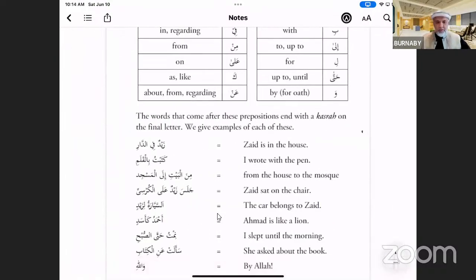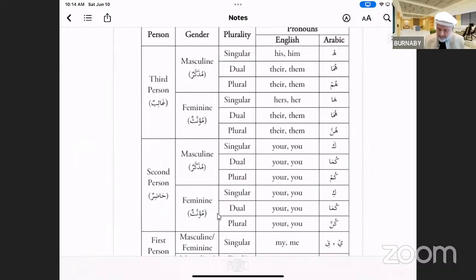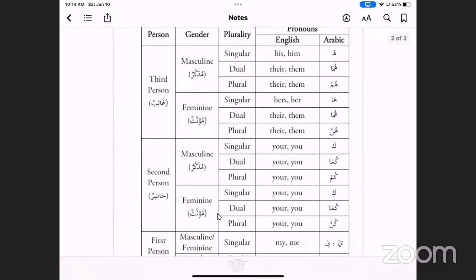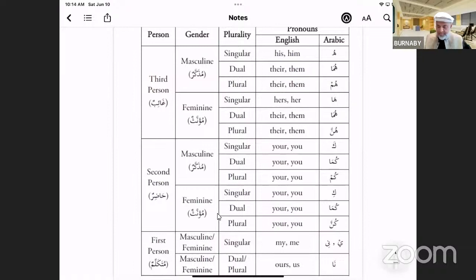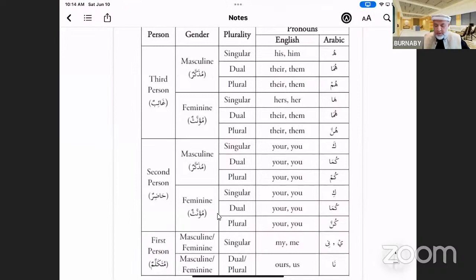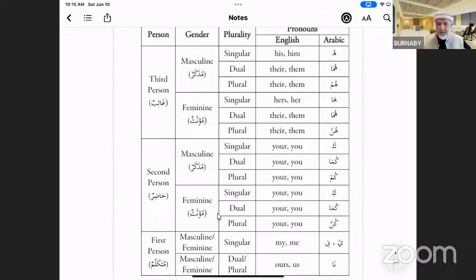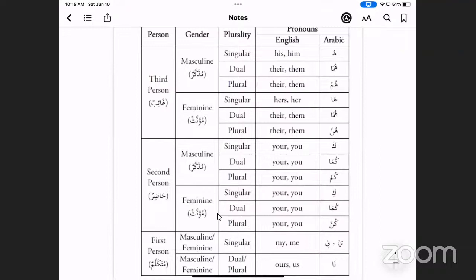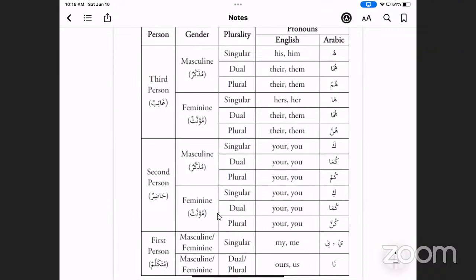All right. So this is what we looked at, right? The next one we want to look at is the following. Do you remember these words? So these are known as pronouns. And how many kinds of pronouns do we know? Two. We have the detached pronouns and we have the attached pronouns.